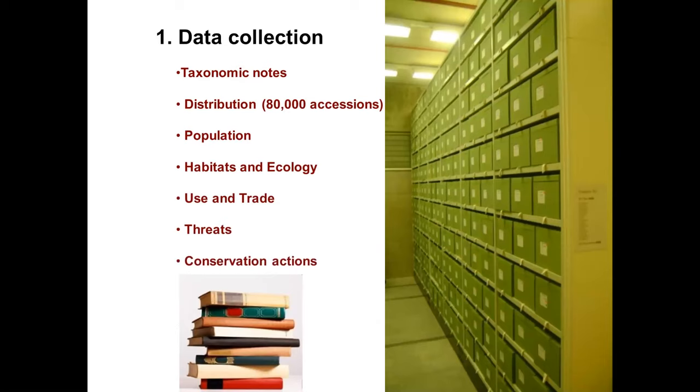The first step of data collection involved heavy work to ensure providing the best information on each taxon, where we managed to repatriate our data, which means we got the Jordanian data from those who collected it many years ago. We collected data about taxonomic notes and geographic distribution, where more than 80,000 accessions were collected from different resources, from very famous herbaria like the Kew Gardens Herbarium and the Edinburgh Herbarium. Also, data about population size, habitat and ecology, use and trade, threats, and conservation action.